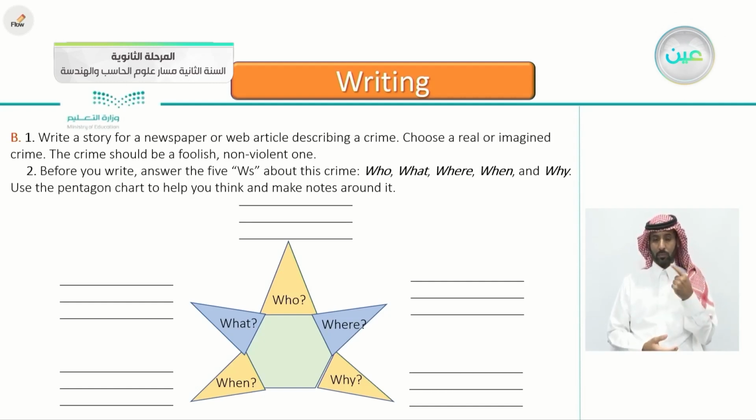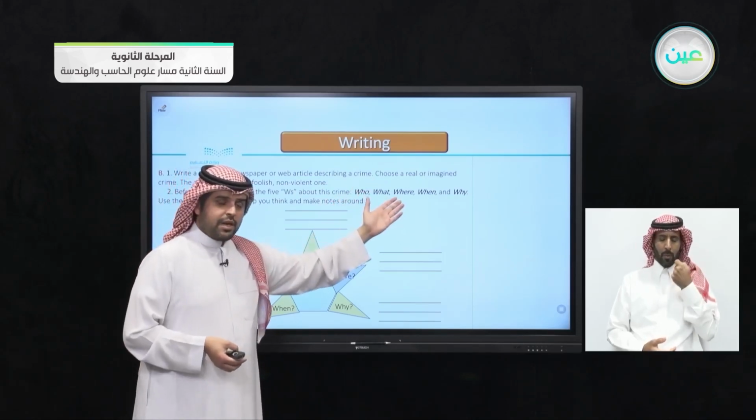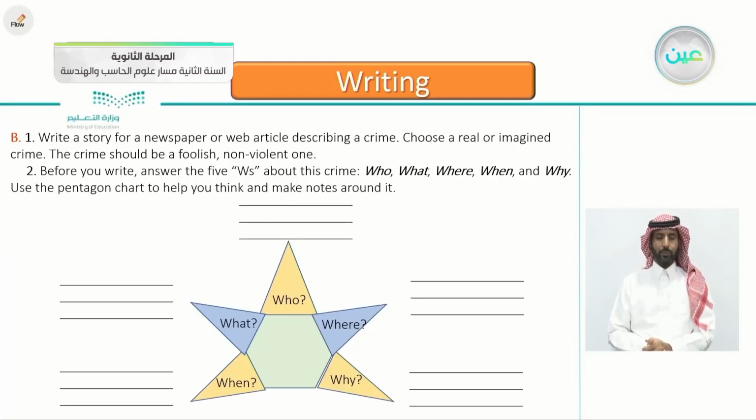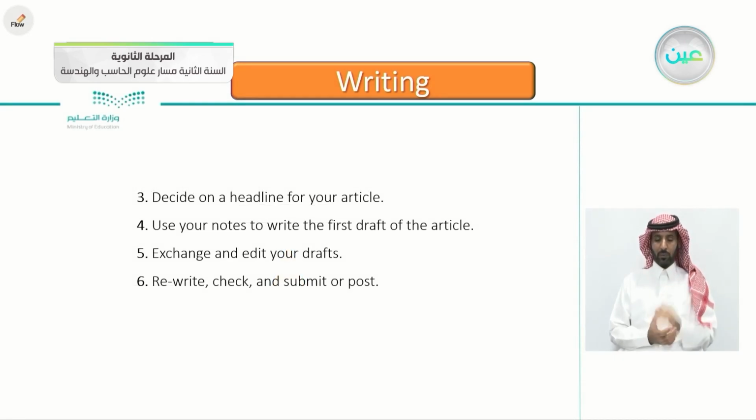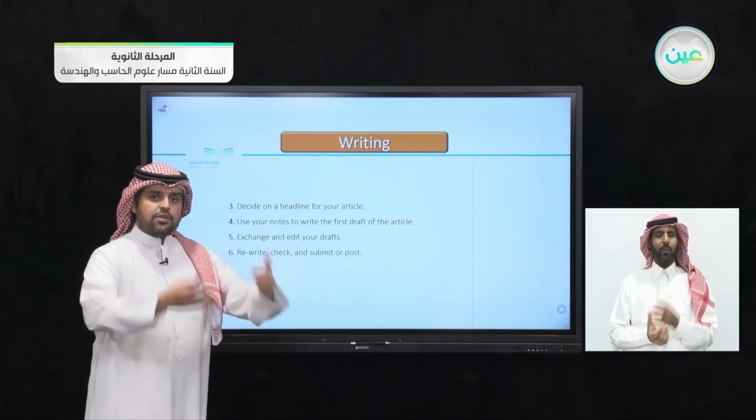So when you think about the crime, you have to think who did the crime, what, where did the crime take place, when, and why. Once you answer these questions, you can now come up with a story, whether it's fictional or real. So you have to answer it by yourself. Then decide a headline for your article. Use your notes to write the first draft of the article. Of course, any article you write, you have to first write a draft. So you can make mistakes in it, then you correct them.